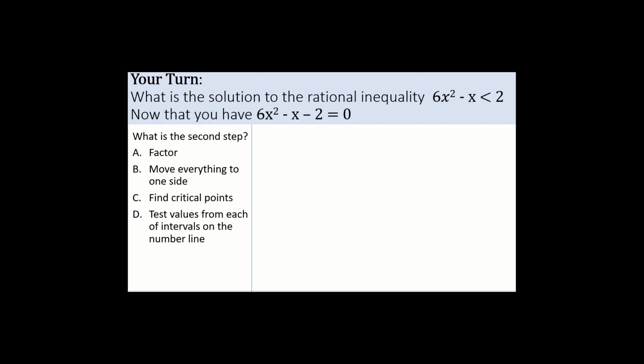Now what is the solution to this rational inequality? When we've taken that first step and moved everything over to one side, what's the second step? Would you factor, move everything to one side? I think I'm going to eliminate that because we've already done that. Find critical points, test values from each interval on the number line. So pause for a minute, make your best guess, and then move forward.